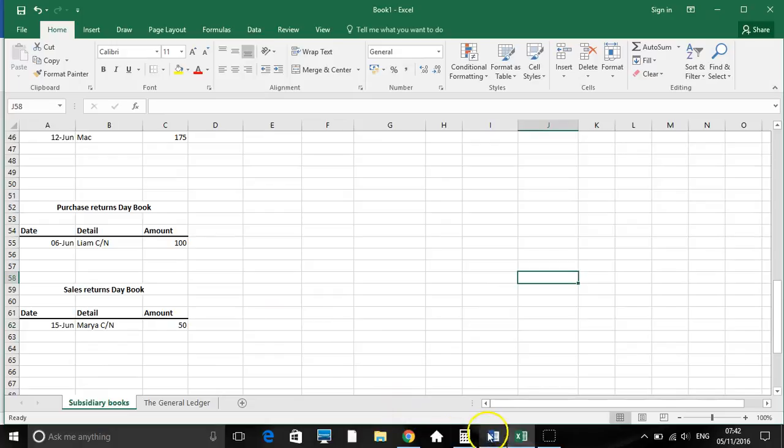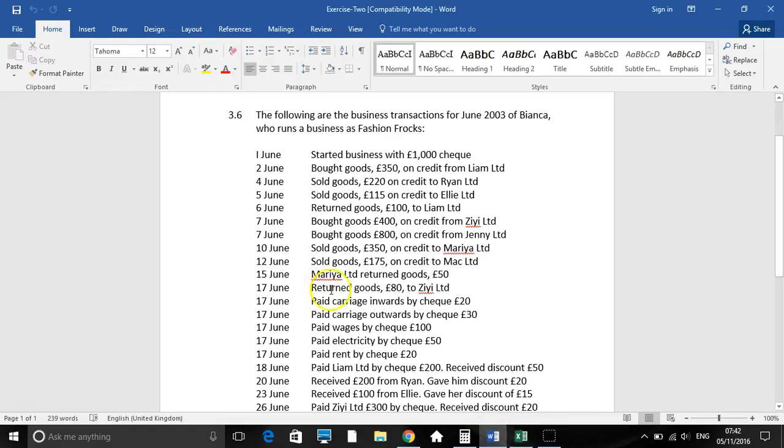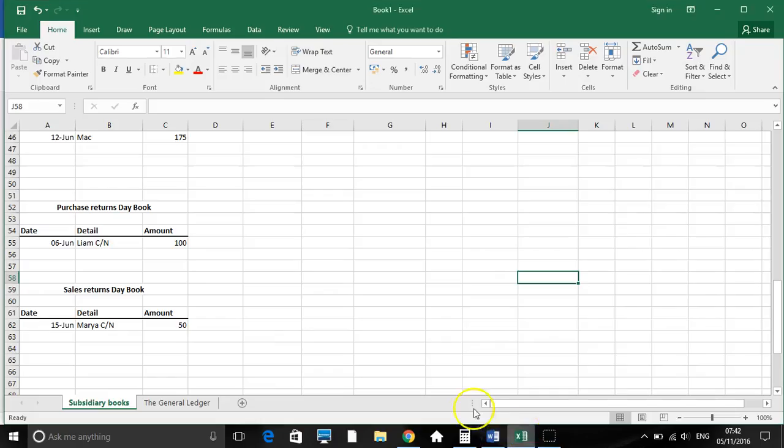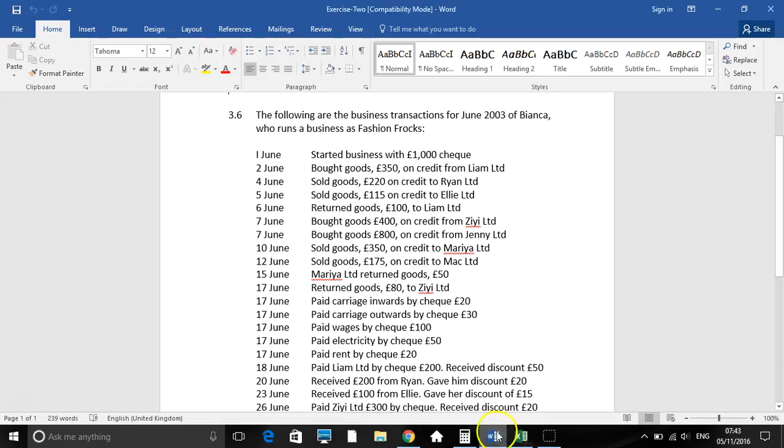Okay, and then let's go back to our page. It's the 15th of June, and then we returned goods, £80 to Z. So let's go back up here. So we return goods on the 17th of June to Z. We're happy with them, and the goods are worth £80. Okay, right. So up till here we have done quite a lot of trade. But from the 17th of June, quite a bit happens.